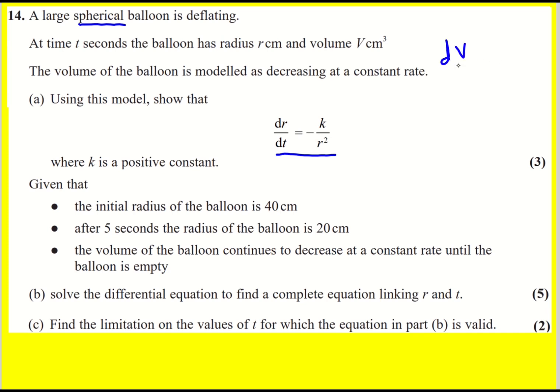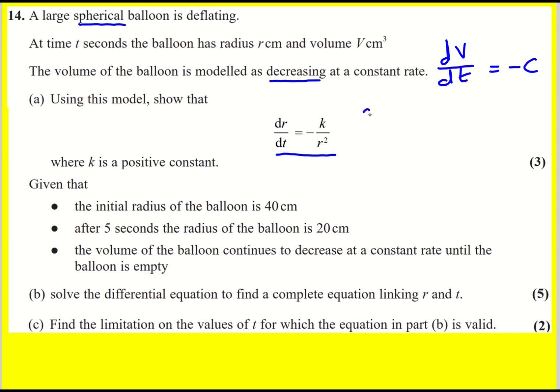That means dV/dt, that is the rate of change of the volume, is going to be a constant, although because it's decreasing, we put a minus in. So it's going to be minus. Now, often I'd use k, but there's a final k in the answer, so I'm going to avoid it because they might not be the same. So I'll say it's minus c, for example.